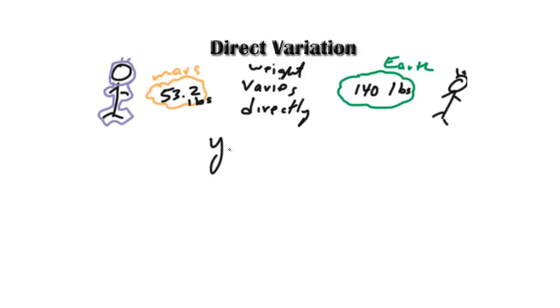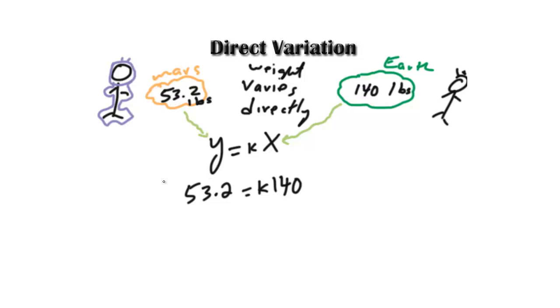So again, I'm going to use the form y equals kx. My weight on Mars is 53.2, so this is the y, and my weight on Earth is 140 pounds, so that's my x. Okay, so k we don't know, but we'll find out soon enough. Then this is 140 pounds.